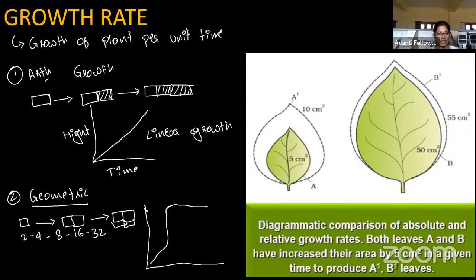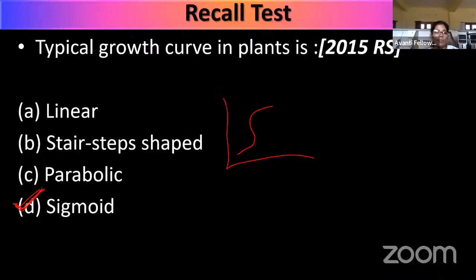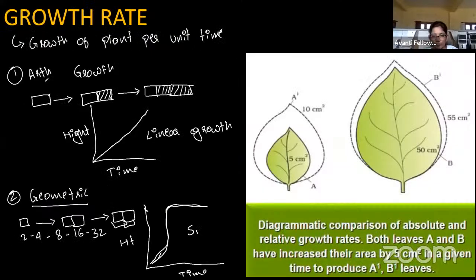So in this growth, the y-axis has height and the x-axis has time. This growth, which has given the S shape, this graph is called a sigmoid growth. What do you call this? Sigmoid graph, right? Sigmoid growth curve you can see. Here the number of cells increases suddenly at a time. Then these cells start to differentiate and form a permanent cell. This is what a geometric growth is.